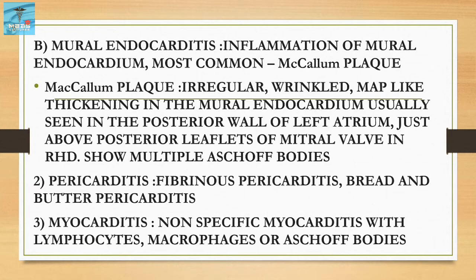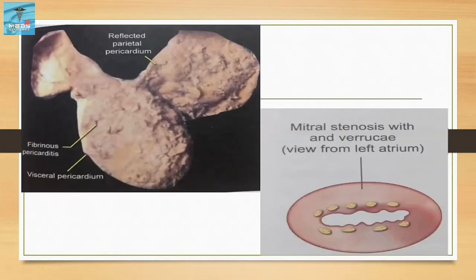Then about myocarditis. The inflammation of the myocardium is known as myocarditis, and it is a non-specific myocarditis with lymphocytes, macrophages and Aschoff bodies. In the figure, we can see fibrinous pericarditis, and in the figure we can see mitral stenosis with a verruca.